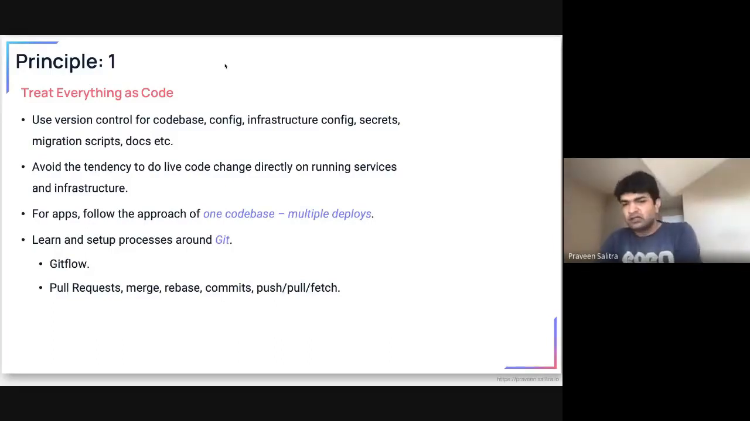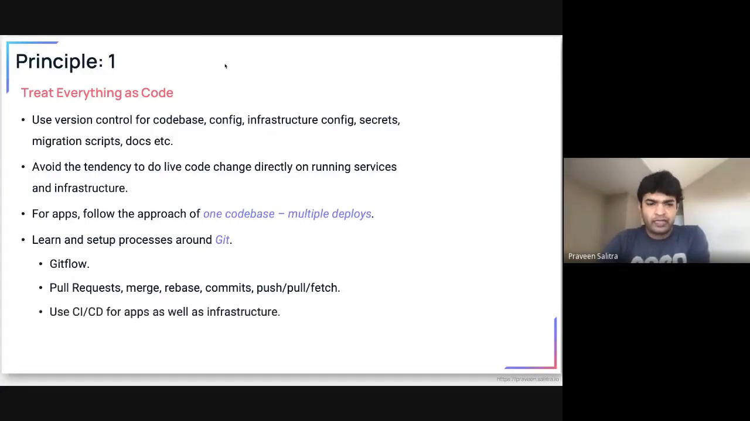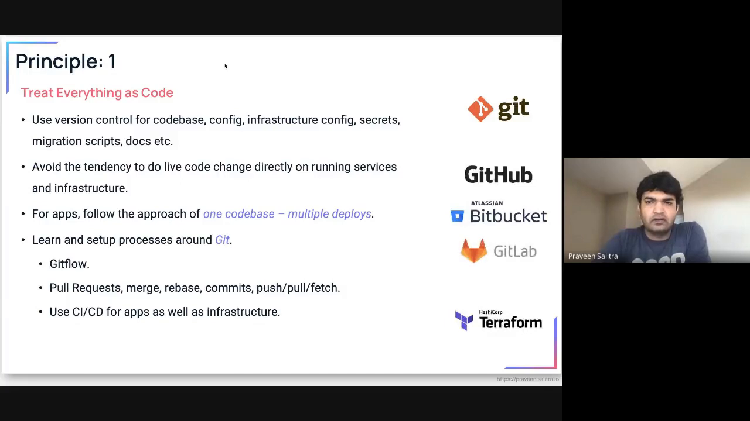rebasing, commits, push, pull, fetch. These are some of the commands. Before joining any other project, I would suggest going and looking into Git. And then again, not just for the code, but also for your infrastructure. There are many things available outside if you want to get started on this.